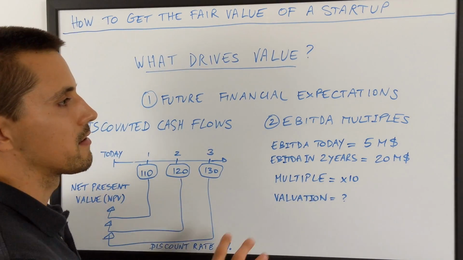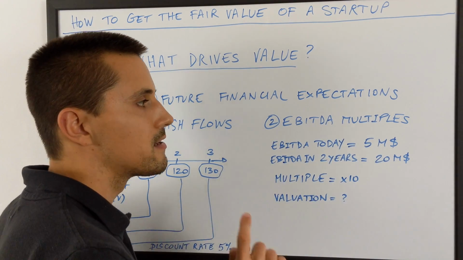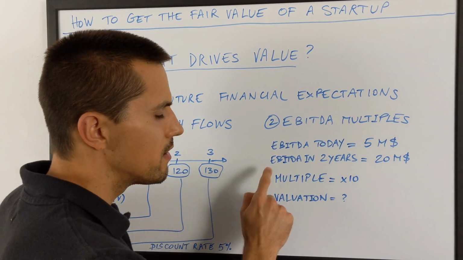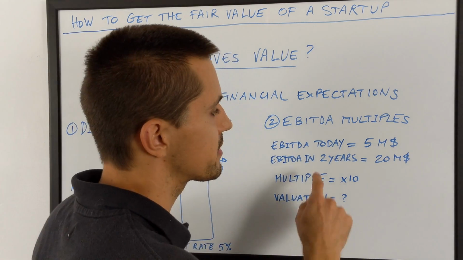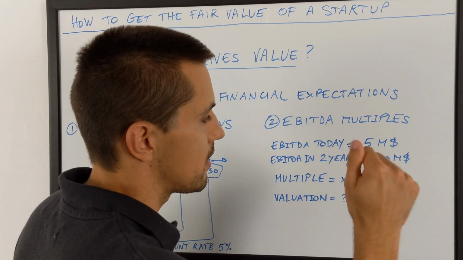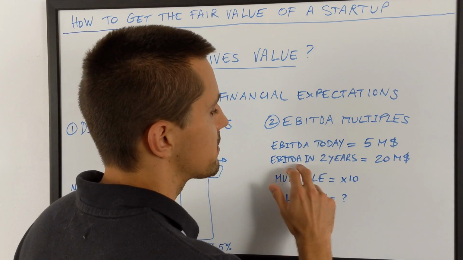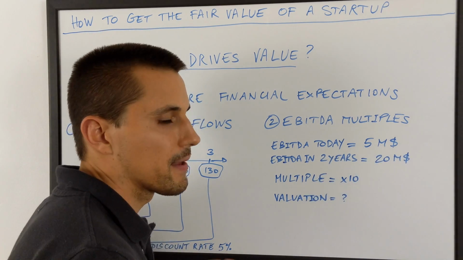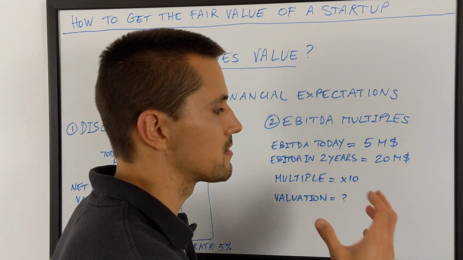The second method, how companies are valued, is with EBITDA multiples. And here again, you can easily twist the entire thing. Let's imagine a company which has an EBITDA, so an operating profit, of 5 million for the year of today. And imagine in the business plan, the EBITDA in 2 years is estimated to be 20 million, because the company will have a crazy growth, great products coming out, and these kind of things.